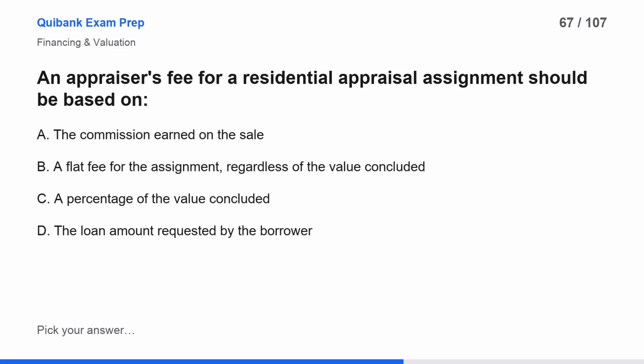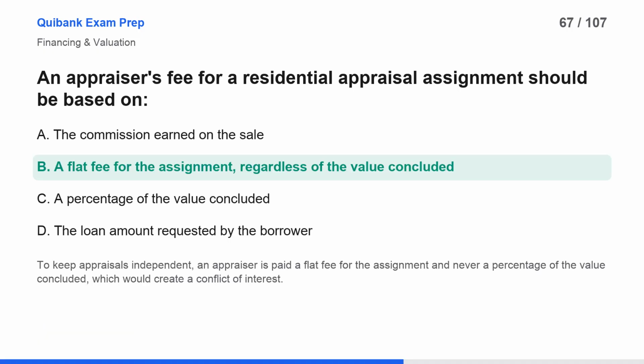Question 67. An appraiser's fee for a residential appraisal assignment should be based on A. The commission earned on the sale. B. A flat fee for the assignment, regardless of the value concluded. C. A percentage of the value concluded. D. The loan amount requested by the borrower.